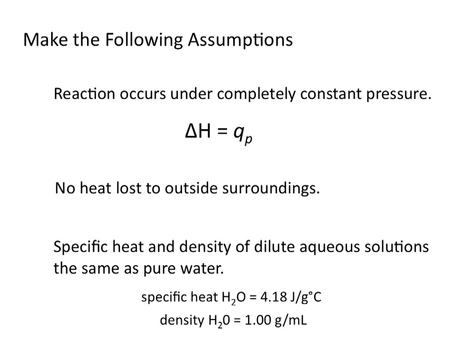When we do these calorimetry problems, we're going to make the following assumptions. The first is that our reaction is occurring under completely constant pressure. Q sub P equals the change in heat when a reaction is occurring under completely constant pressure, and that is equal to delta H, or the change in enthalpy. The second is that no heat is being lost to the outside surroundings. And the third is that the specific heat and the density of dilute aqueous solutions are the same as pure water. And we're doing this just to make our calculations a little bit easier.